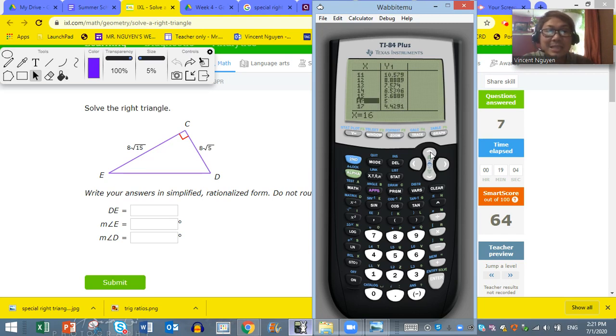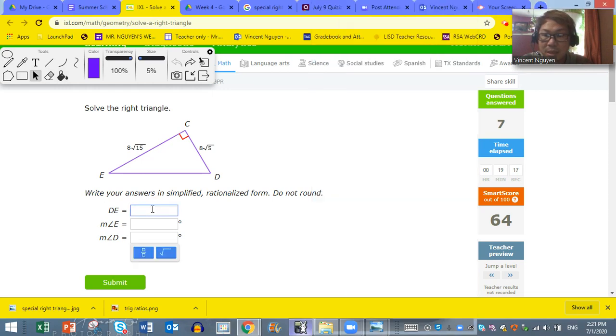Okay. So 16 root 5 is the simplified version of 1280, right? So the ED is 16 root 5. That's what I'm going to type in. ED is 16 square root of 5. All right. Now let's find the angle.